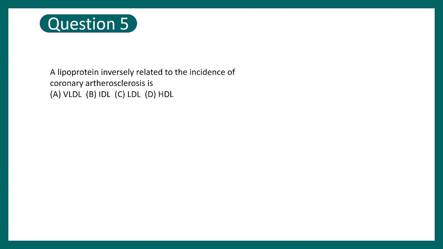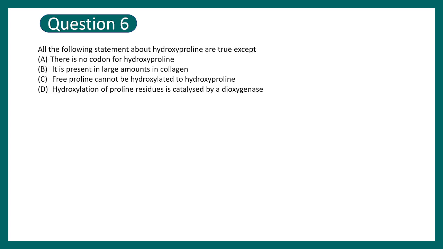A lipoprotein inversely related to the increase of coronary atherosclerosis is VLDL, IDL, LDL or HDL. So we are talking about good cholesterol, that is HDL. HDL is a kind of scavenger for cholesterol. It takes out cholesterol and scavenges it. And LDL kind of deposits cholesterol here and there. If you want to learn more about LDL, HDL, the link is provided in the I button.